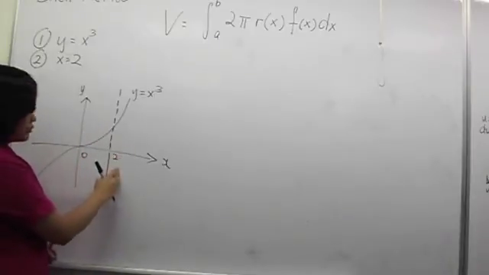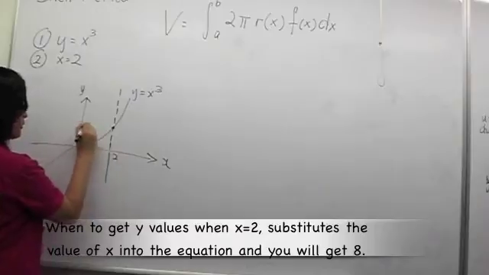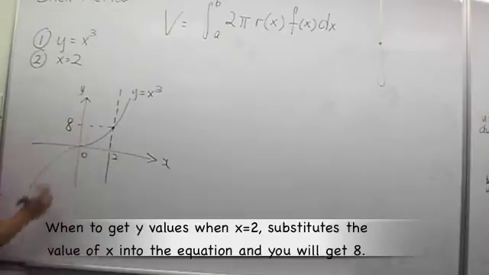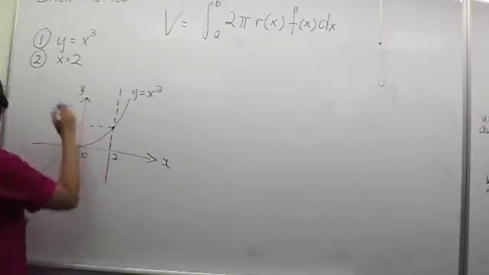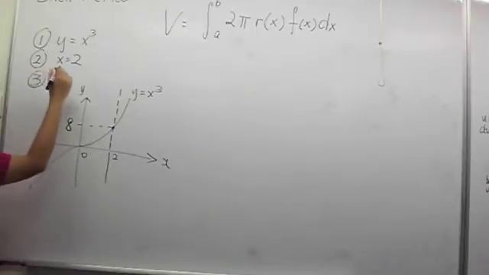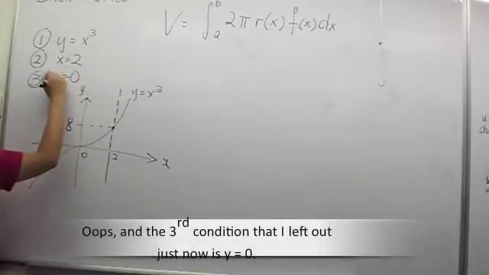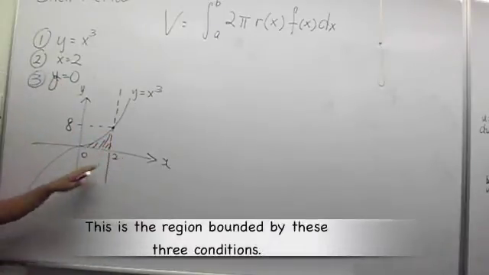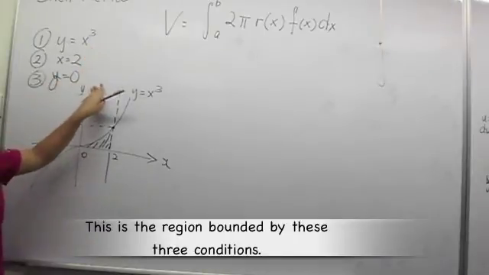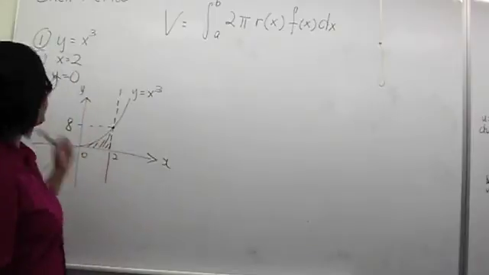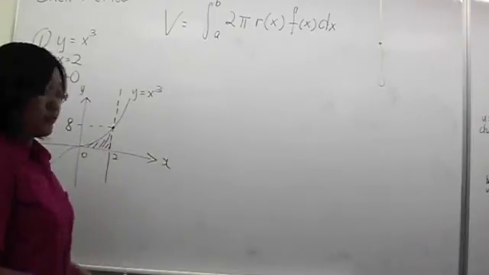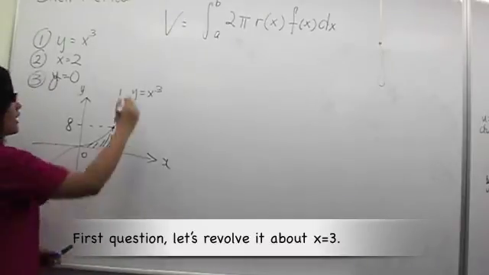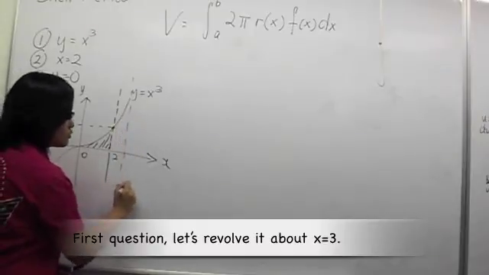When x equals 2, what is this point? You just substitute into this equation. 2 to the power of 3, you get 8. And the third condition is y equals 0. So this is the region bounded by these three conditions. Now, first question. Let's revolve about x equals 3.